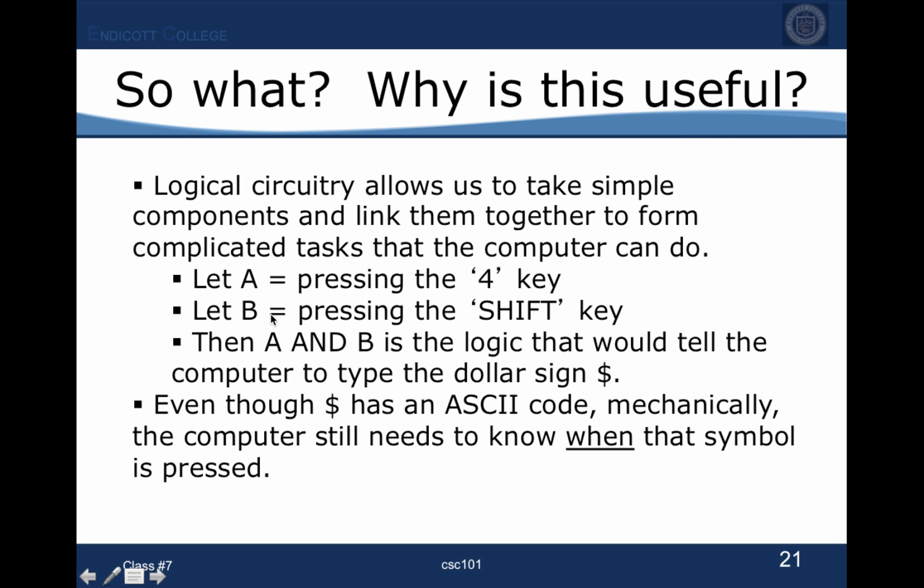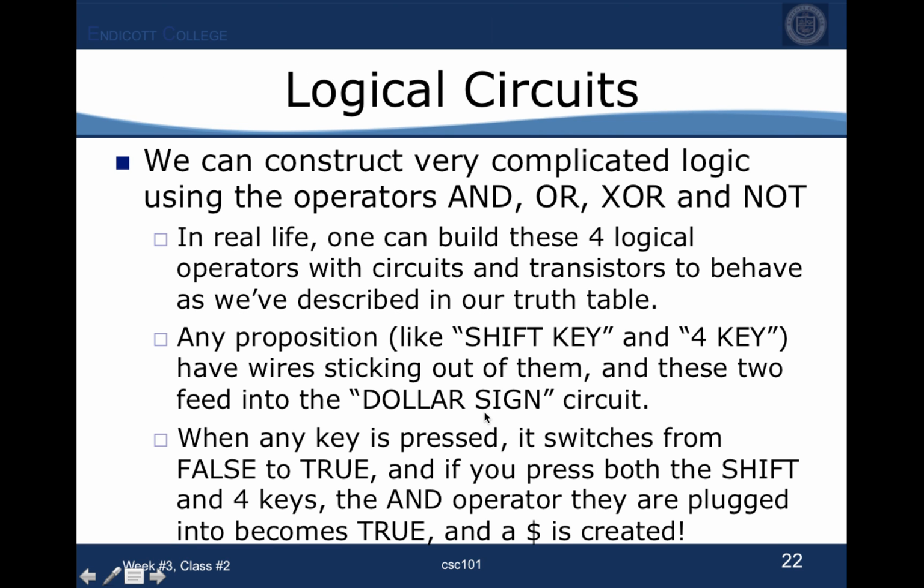And I think this is exactly how that would happen. If A is that you're pressing the 4 key and B is that you're pressing a shift key, then A and B, which would be the circuit that I would make, would be exactly the right logic to say when the dollar sign should appear. In other words, when should it show up on the screen? Well, if that circuit is completed that says A and B are both true, that's when I want to do it.